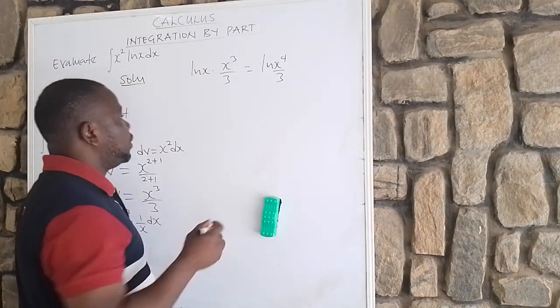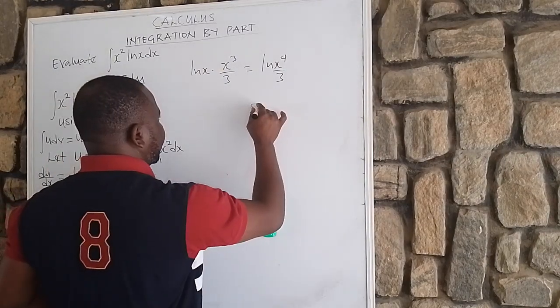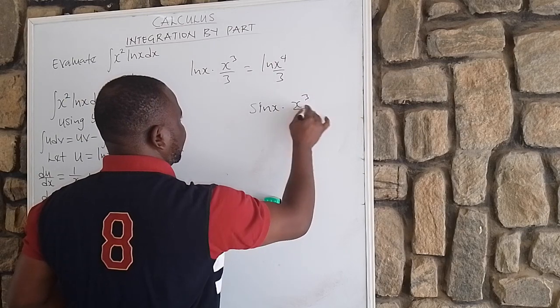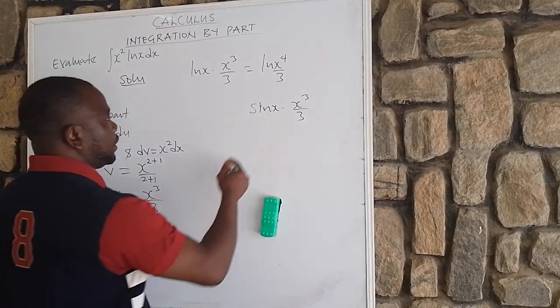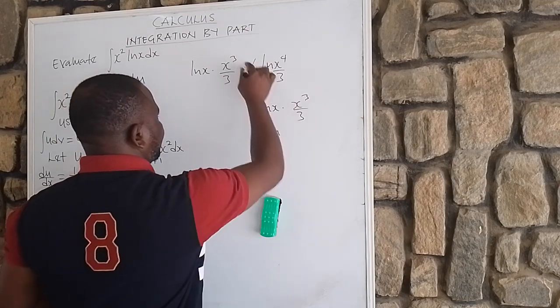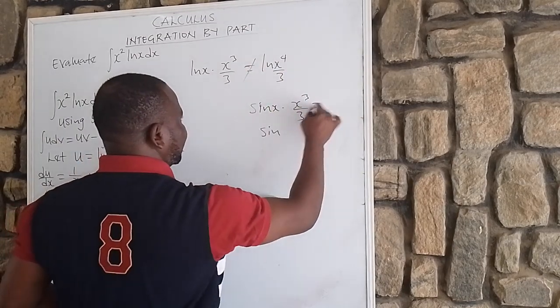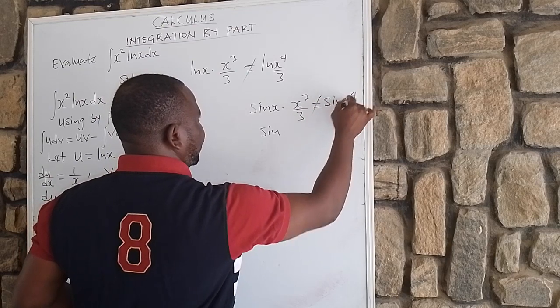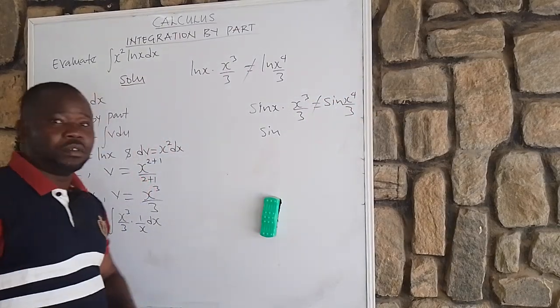Are you following? Just like you have sine x times x raised to the power of 3 all over 3. You cannot write it this way. It cannot be equal to sine x raised to the power of 4 all over 3. You are wrong. Please take notes.